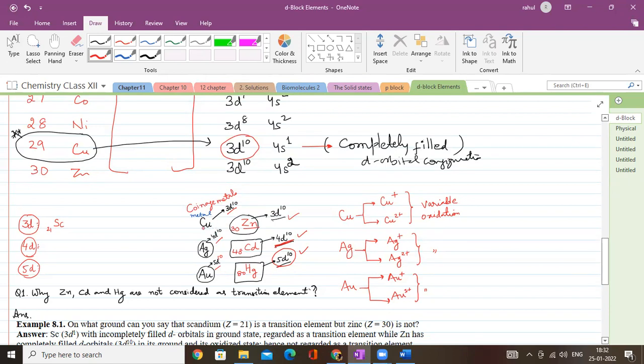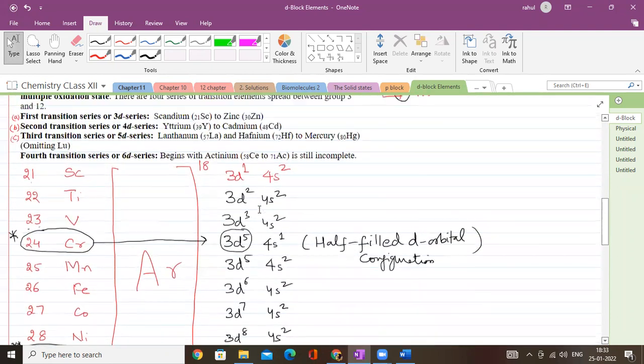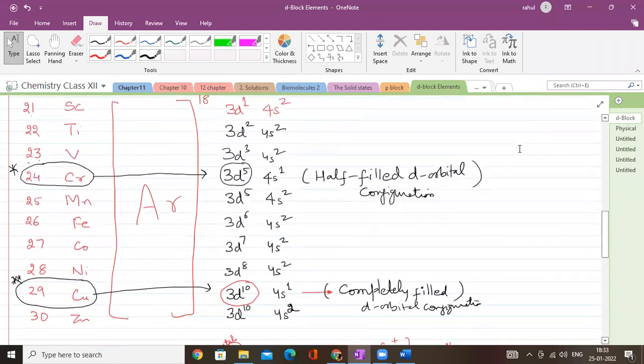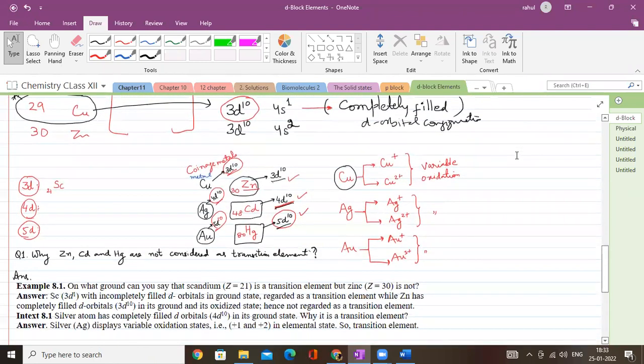Now when I'm talking about copper, it has a configuration of 3d10. Silver has 4d10, and gold also has a 5d10 configuration. Now the question arises, why do we call copper, silver and gold transition elements? The answer is that, although they do not satisfy the first condition, that they have a partially or incompletely filled d orbital configuration, the second point is satisfied, that they have variable oxidation states.